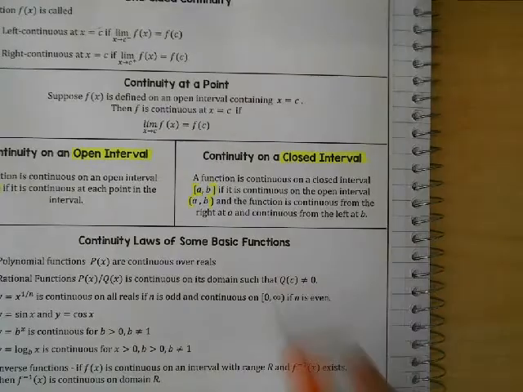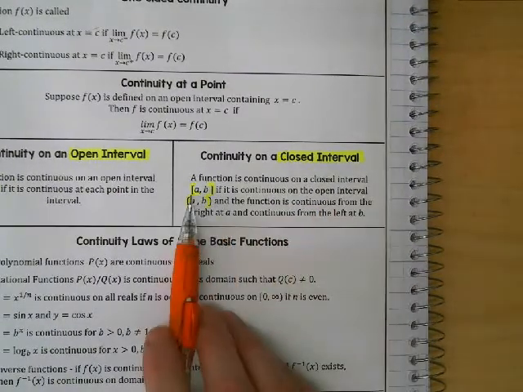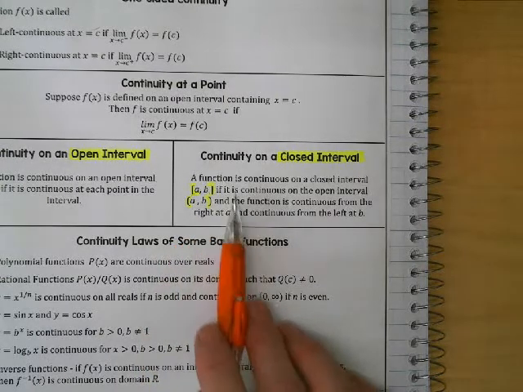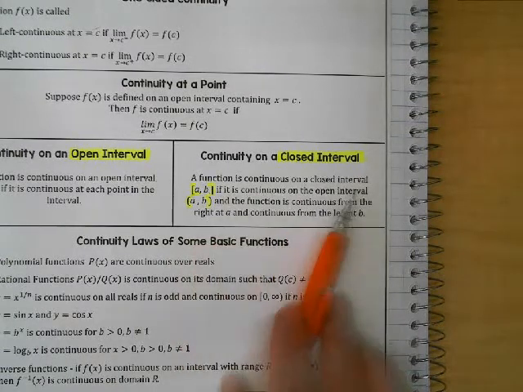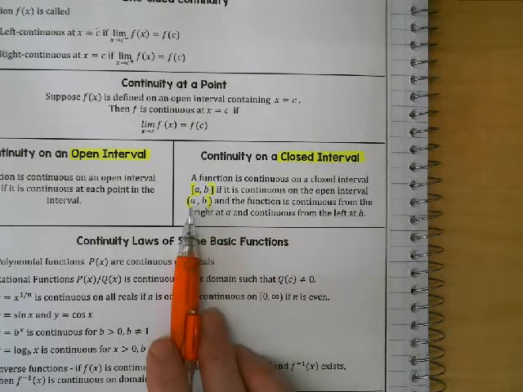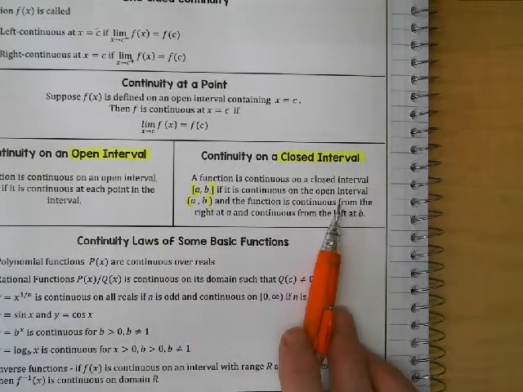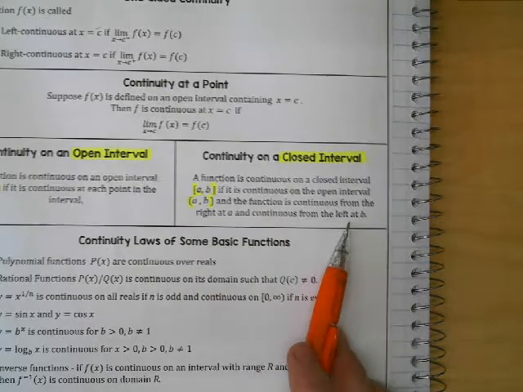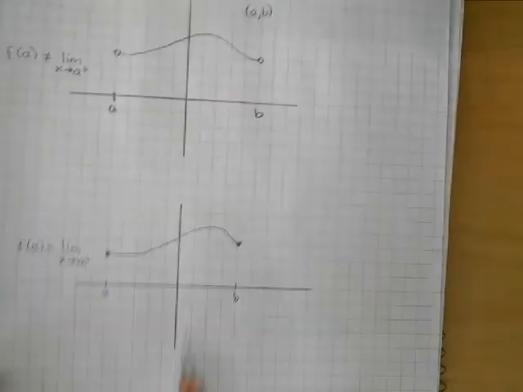Now if it's continuous on a closed interval, so now we have brackets, we're saying include those endpoints. It'll be continuous on the closed interval as long as it was continuous on the open interval, and the function is continuous from the right at A and continuous from the left at B. Okay, what the heck does that mean?